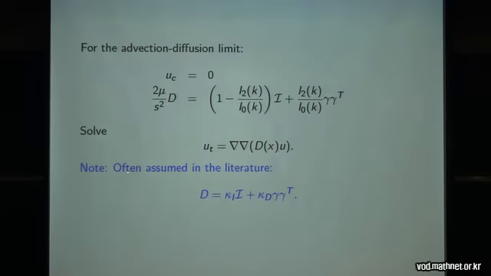Okay. So often assumed in the literature is a setup of this form, kappa 1 identity plus kappa d gamma gamma transposed. And nobody knew what kappa 1 and kappa d is. And so using our method, we have a very clear identification of these parameters, which are used here.